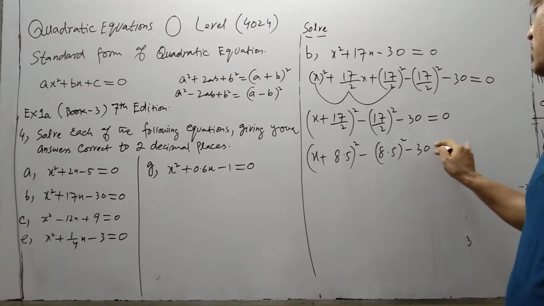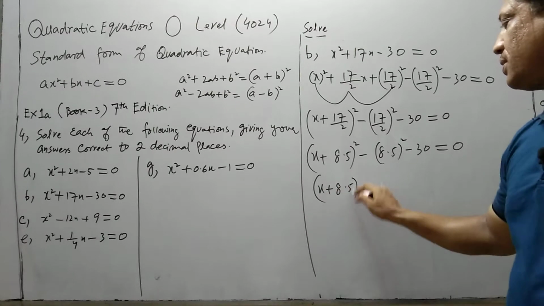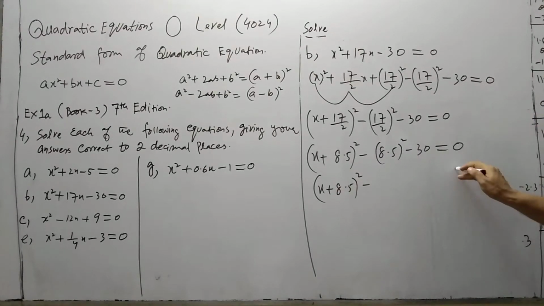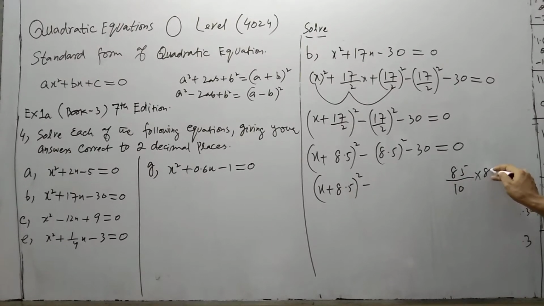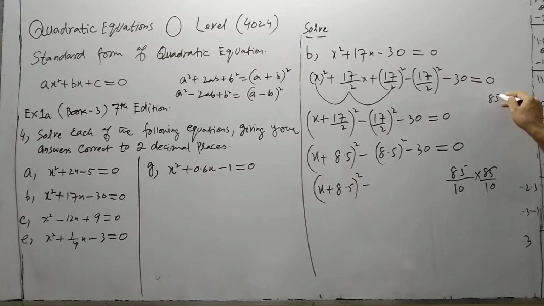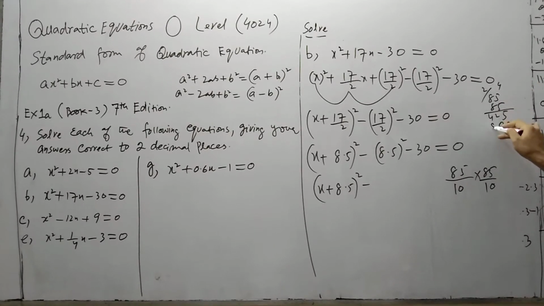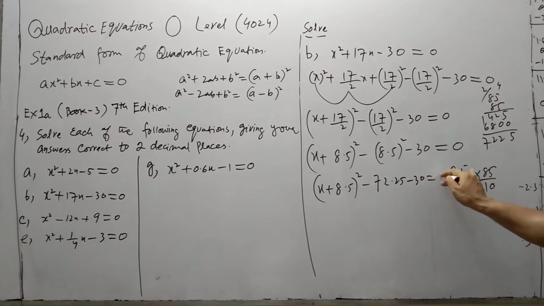(x + 8.5)² − 8.5² − 30 = 0. What is 8.5 squared? 85/10 times 85/10. 85 times 85 is 7225, so it is 72.25. Then 72.25 − 30 = 0.